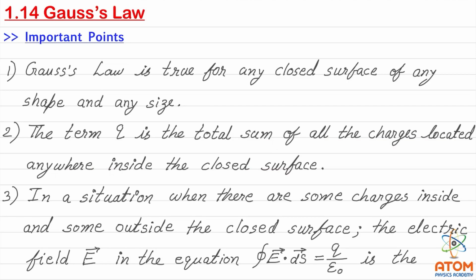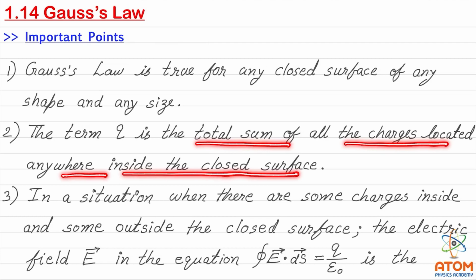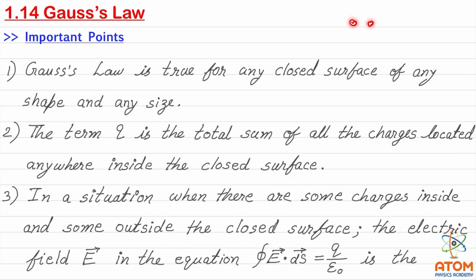See, in the equation of flux given by Gauss law, we are using Q by epsilon 0. So this Q is the total sum of all the charges located anywhere inside the closed surface. For example, here are few charges and this is the closed surface. Then that charge can be anywhere. You have to put the sum of all these charges at the place of Q.